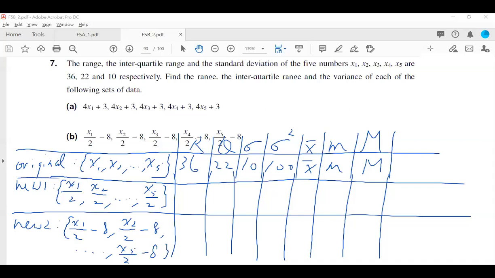Be careful about the variance. The variance will be the sigma square. So that should be 25. Okay, and then the x bar will be x bar over 2. Median will be m over 2. And then mode will be capital M over 2.